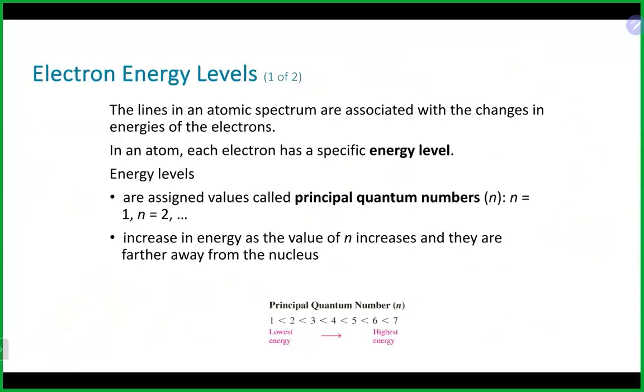So let's talk a little bit about these energy levels and what they are. They are assigned an n value. n is known as the principal quantum number.